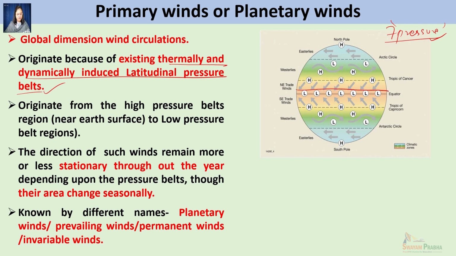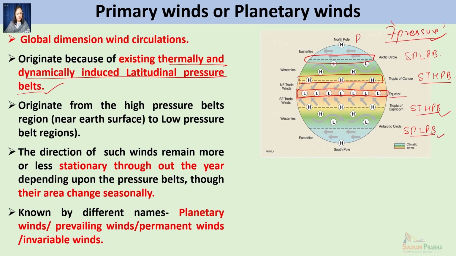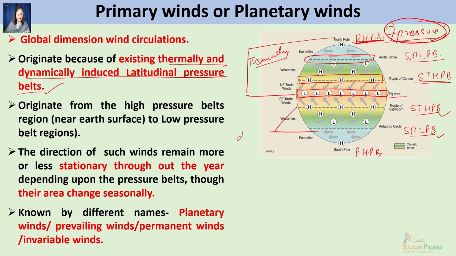You have the equatorial low pressure belt located near the equator. Then you have the subtropical high pressure belt, located at 30° in both hemispheres. Then you have the subpolar low pressure belts, again 2 in number and located in both hemispheres. And finally, you have the polar high pressure belt, also present in both hemispheres. So you have 7 pressure belts in total, in which the polar high pressure belt and equatorial low pressure belt are thermally induced, and the subpolar low pressure belt and subtropical high pressure belts are dynamically induced.